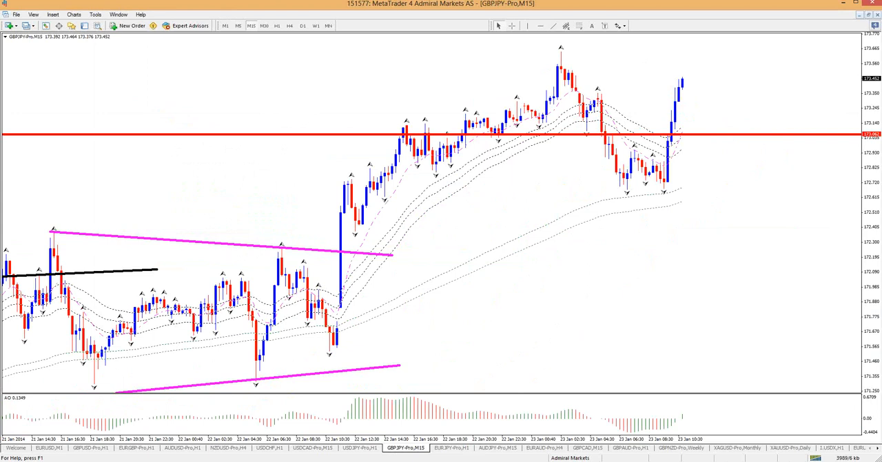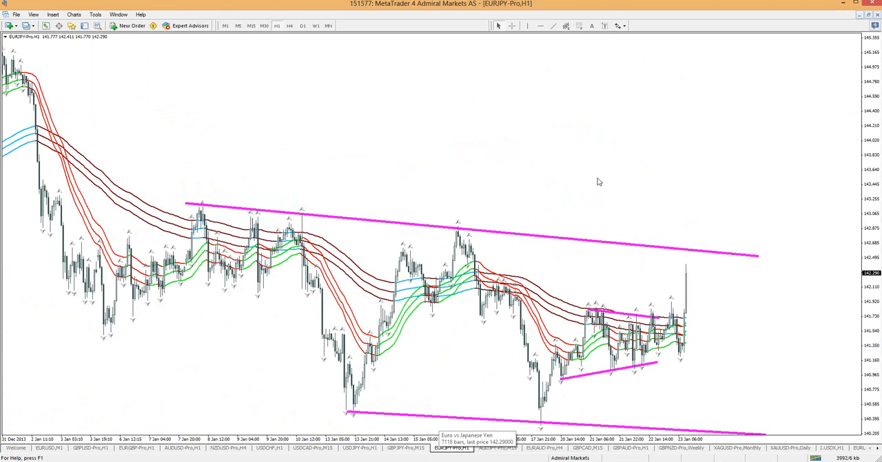No preference yet. Let me see if I have a preference. Well, let's take a look at the euro yen and pound yen. I think those are always interesting. Let's take a look.